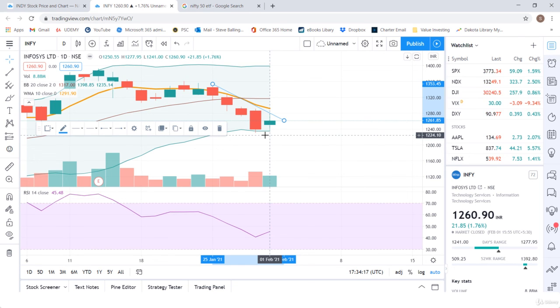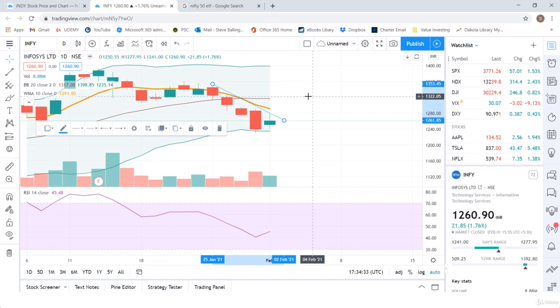So there you have it. For my friends in India, we have some India stocks here. And oh, by the way, I should say, you can see how this is at 1260.90. This is in rupees, right? Because it's an India stock, so that would be in rupees.